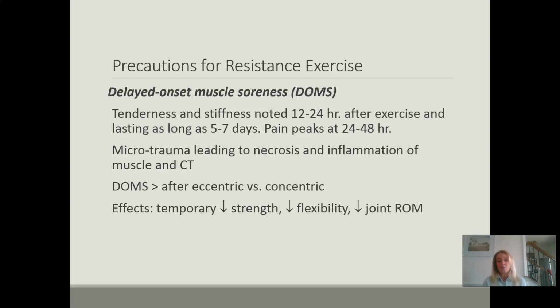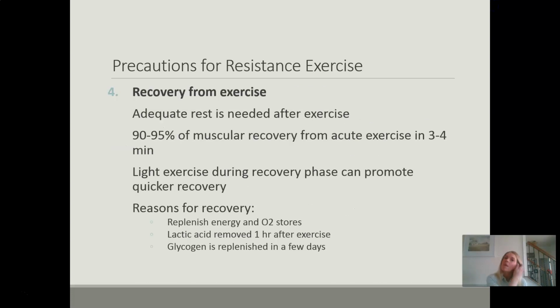Sometimes too, if this is a new phenomenon for your patient to experience, you have to explain that this is a normal sort of response to exercise, and it's okay to be a little sore. Because some people think, oh, I'm sore, I hurt myself again, and that's not necessarily the case. They're probably just working some muscles they haven't worked in a little while.